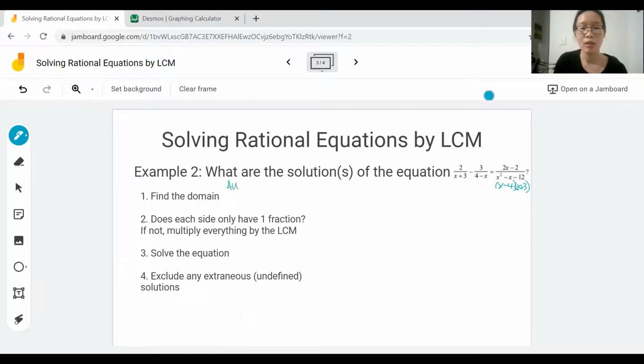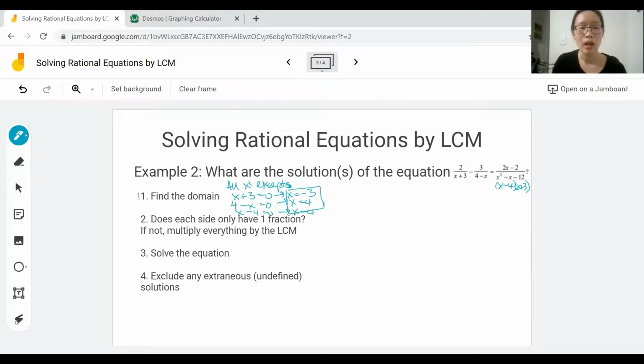Means my domain is all x's except what makes my denominator 0. So x plus 3 equals 0 gives me x equals negative 3. 4 minus x equals 0 gives me x equals 4. And then x minus 4 equals 0 is also x equals 4. And x plus 3, we already did that. So that means my undefined values are x is equal to negative 3 and x is equal to 4.